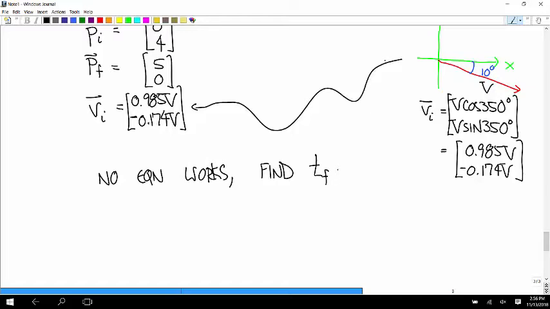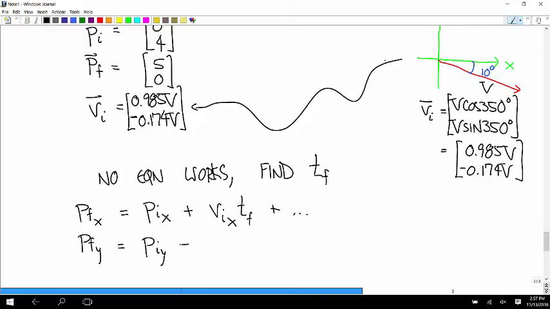In that case, you can set up two of these equations. Pfx is equal to Pix plus Vix Tf plus 1/2 Ax Tf squared. And you can also set up Pfy is equal to Piy plus Viy Tf plus 1/2 Ay Tf squared.